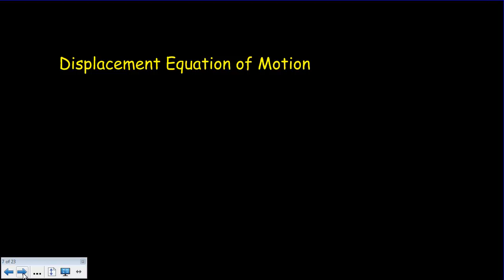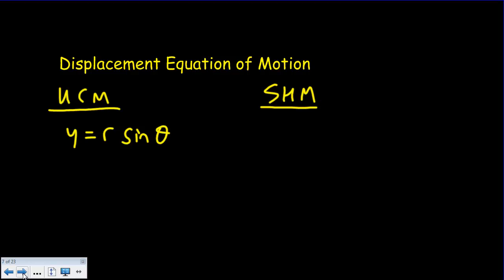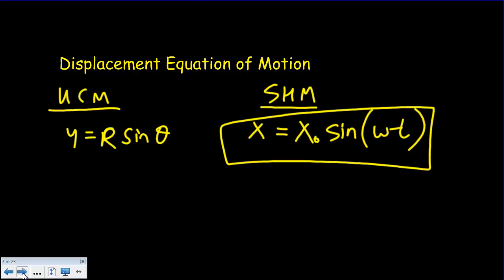So that means we're ready to write our displacement equation of motion. Our version in UCM was y equals r sine theta. In SHM, y becomes the displacement, r becomes the amplitude, and theta becomes omega t. So that equation will tell us the displacement of an object in simple harmonic motion as a function of time. We want to now get the equations for velocity and acceleration as a function of time.